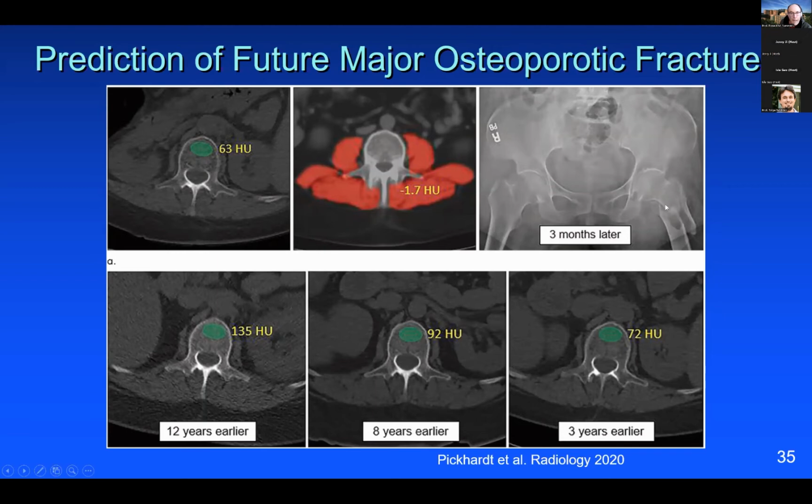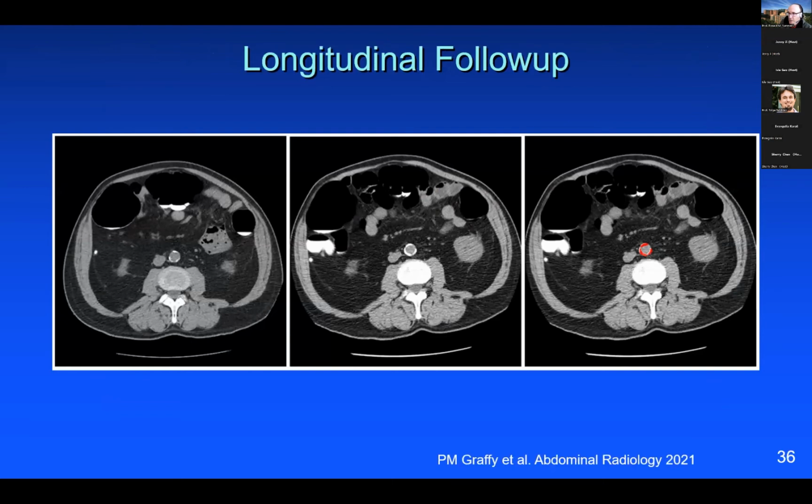And if we had gone back to earlier CT scans and made measurements of her bone mineral density, we would have found that over time, her bone mineral density was steadily decreasing, which shows a potential application for this suite of AI tools. Another project we looked at was longitudinal follow-up of calcific plaque.